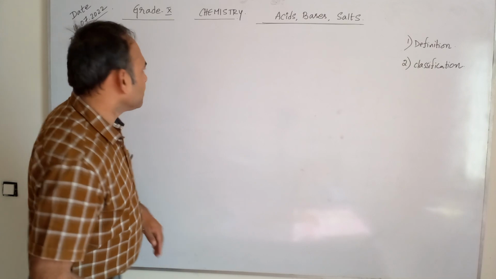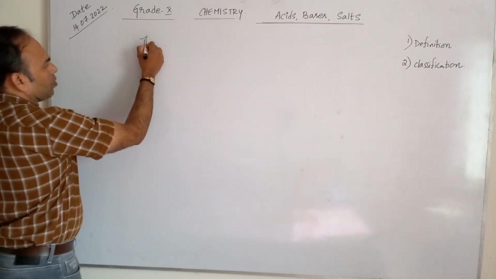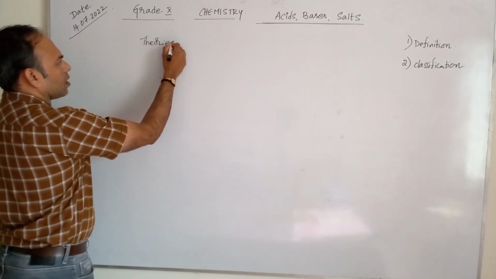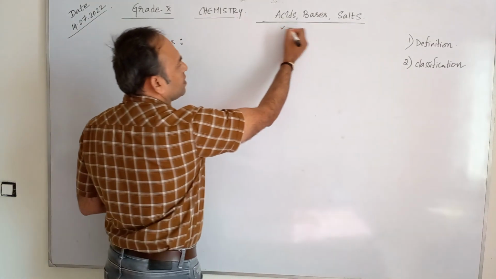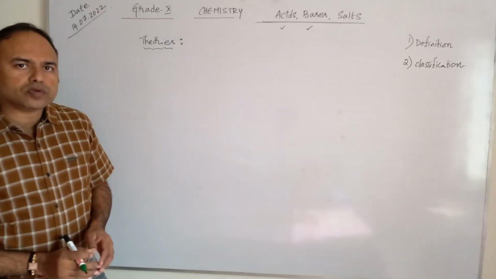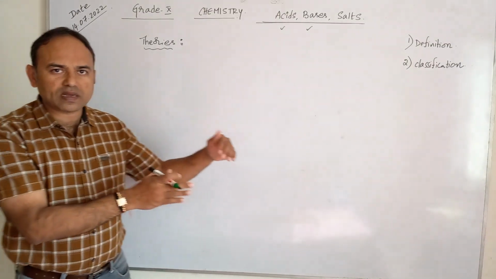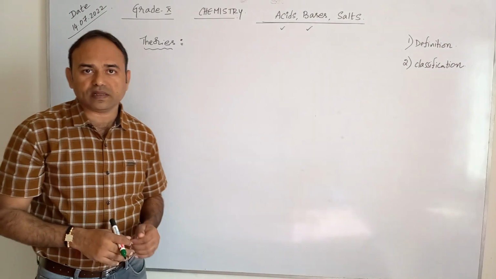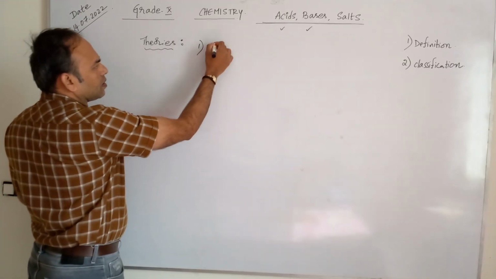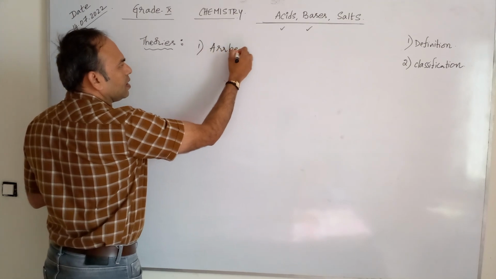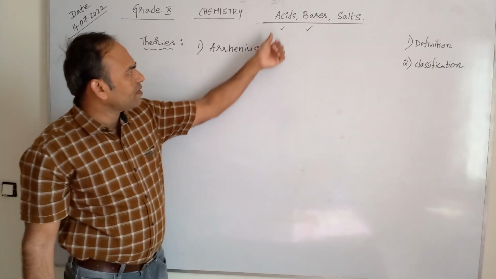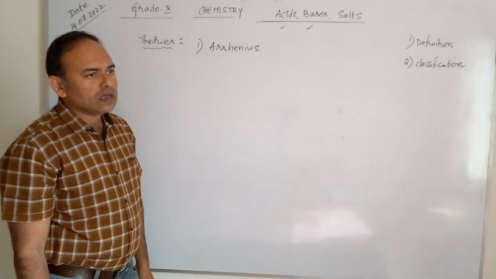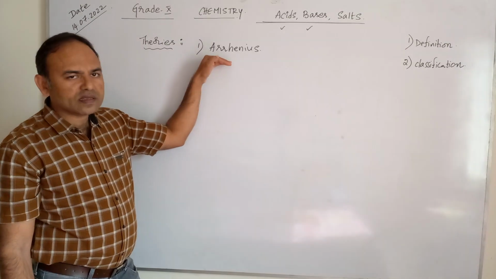First and foremost, what are the theories which will explain acids or bases? You should have some idea that a particular chemist has given each theory. So what are those theories? The first one was given by Arrhenius. Hence we call this theory the Arrhenius theory of acids and bases. In grade 10 we have the Arrhenius theory.